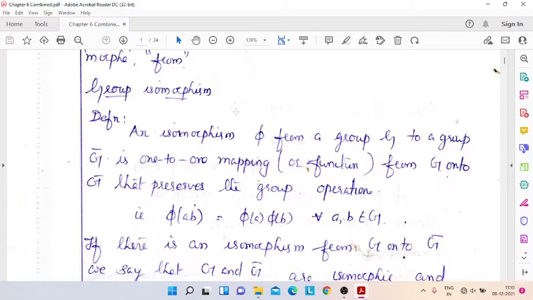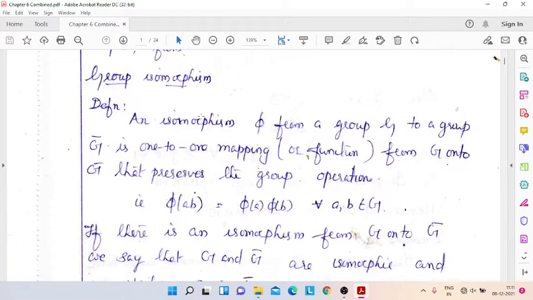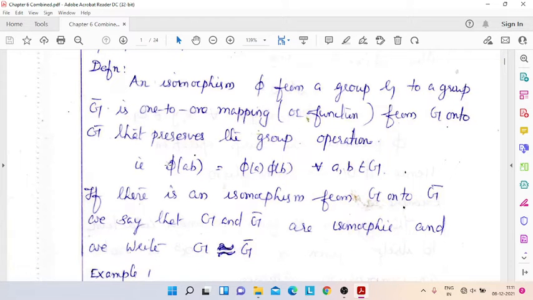Next, the definition of isomorphism. We want two groups to define an isomorphism. So the two groups are G and G bar. Let G and G bar be two groups, and we consider a mapping from G to G bar. That mapping is phi. If this mapping is one-to-one and onto, and also it preserves the operation, phi of AB equals phi A phi B, for every pair of elements chosen from the first group.